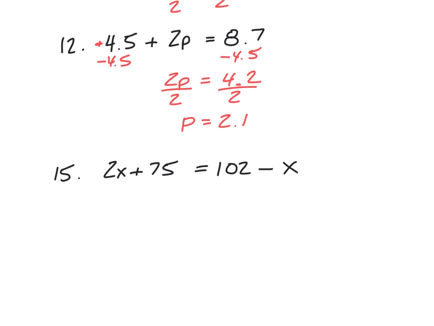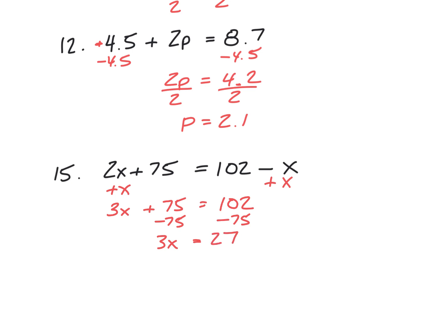Number 15 again, two variables there. I'm going to add x, undoing that, getting those variables together on one side, and then undo that addition. Which gives me 27, then divide by 3, and get x to be a positive 9.